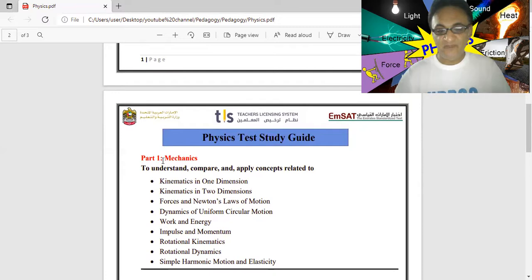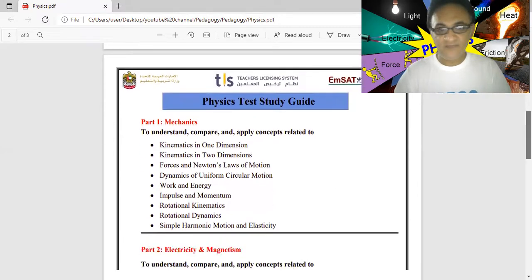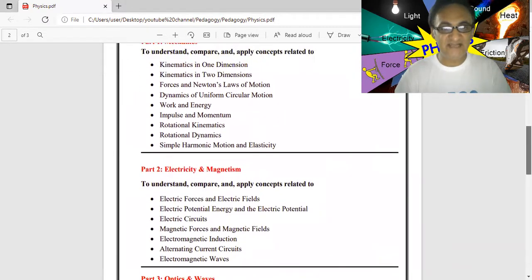Let's move to part 2, which is 25% electricity and magnetism. It has fewer topics. So the topic which has more weight has more topics. The topic that has less weight has fewer topics. I guess you know, but let's move. So as you can compare part 1 and part 2, they are a bit different. Here are the 3, 6, 7 topics.